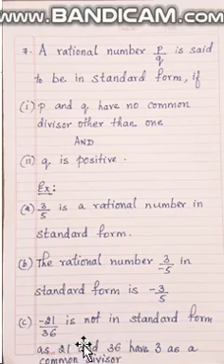Minus 21 by 36 is not in the standard form, as 21 and 36 have 3 as a common divisor. P and q should not have any common divisor, then only they are said to be in the standard form. So here minus 21 by 36 is not in the standard form.